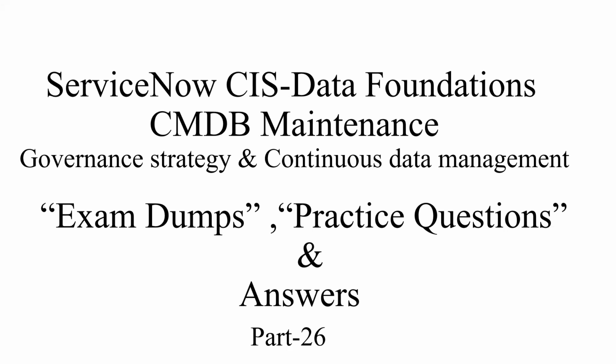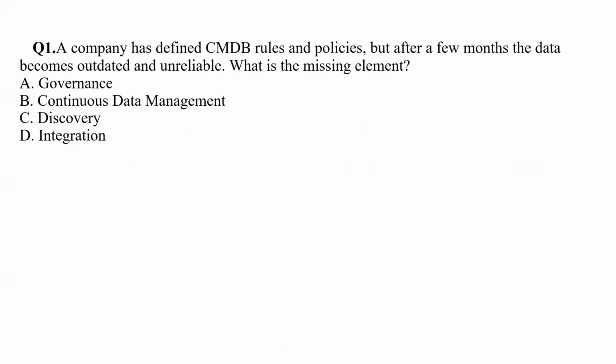So let's start. Here the first question is: a company has defined CMDB rules and policies, but after a few months, the data becomes outdated and unreliable. What is the missing element? Option A, governance. Option B, continuous data management. Option C, discovery. Option D, integration. The correct answer is option B, continuous data management.